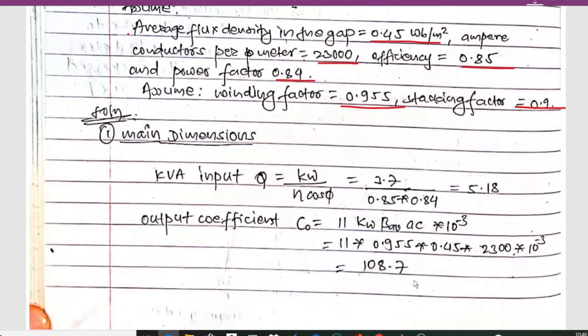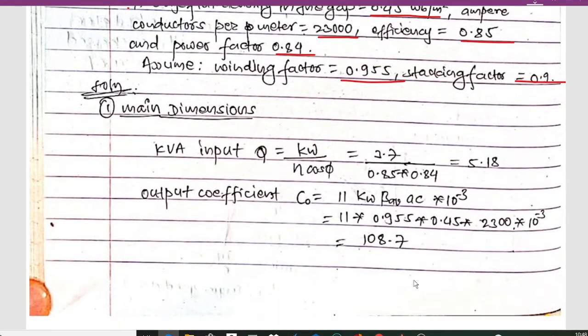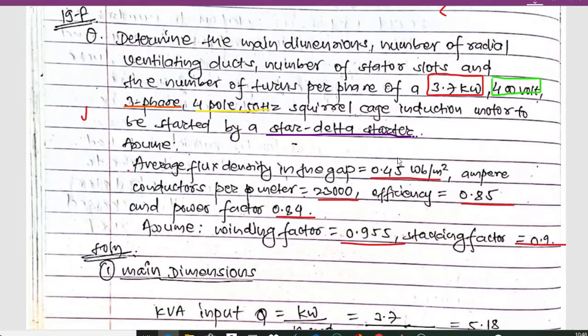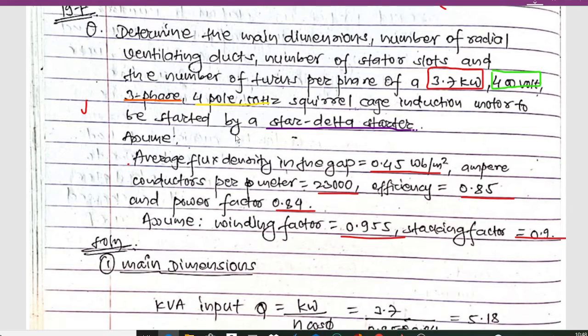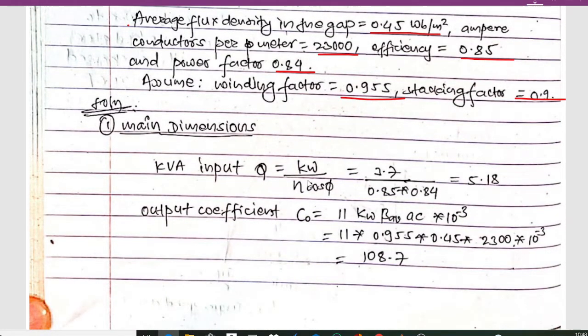So the very first step is the main dimensions. Starting with the solution, first we need the kVA input. In order to calculate the kVA input Q, we have kilowatt upon efficiency into cos phi. Kilowatt is given as 3.7 kilowatt, and 400 volt is given. So kilowatt is 3.7 upon efficiency 0.85 into power factor 0.84, so kVA input will be 5.18.